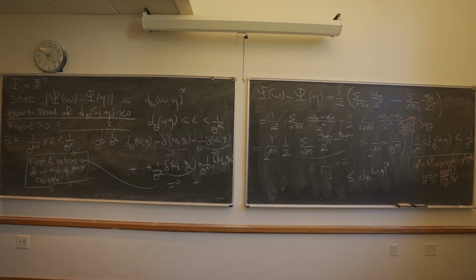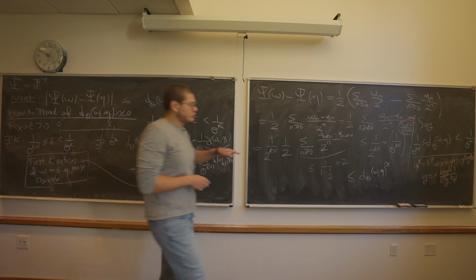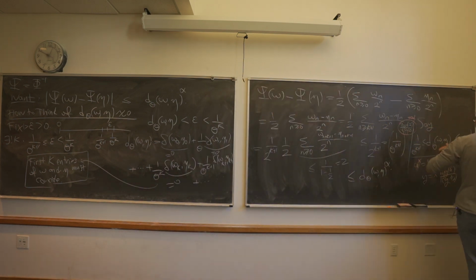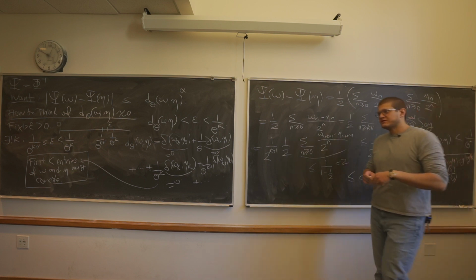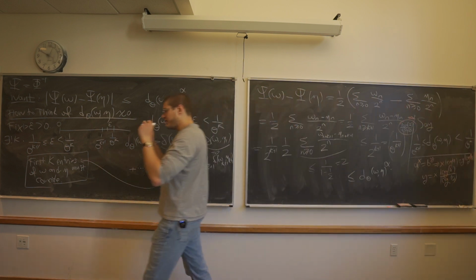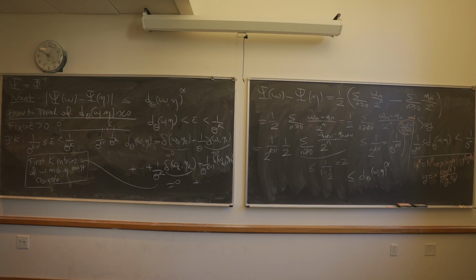Any questions? Well, here it seems like I'm assuming that omega and eta are close to each other to begin with. While that is true, you can realize that any 2 points in sequence space have distance at most 1. So they are kind of close to begin with. So that's not an issue. Okay.